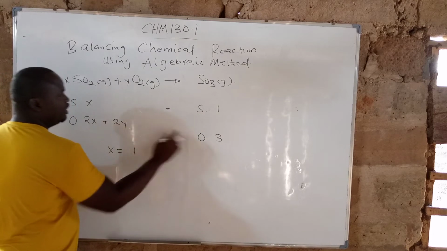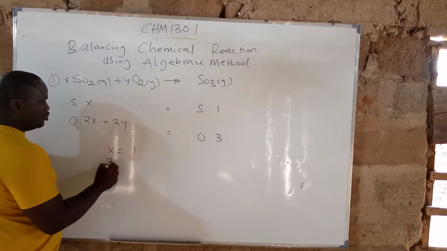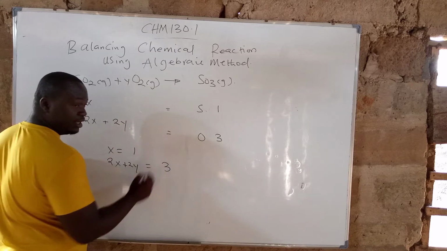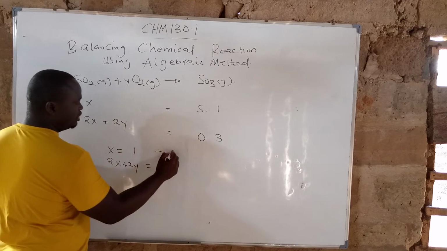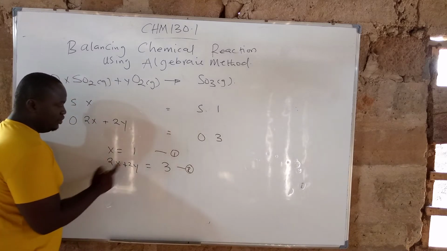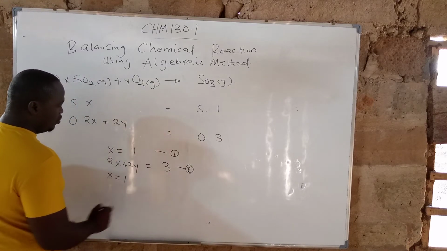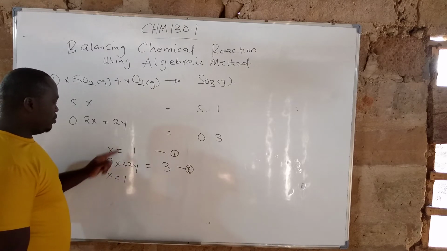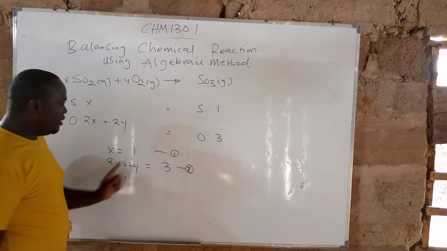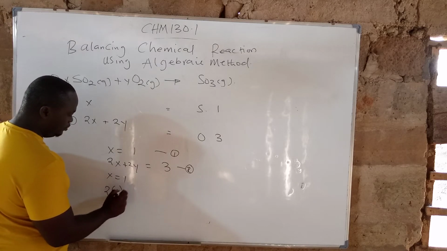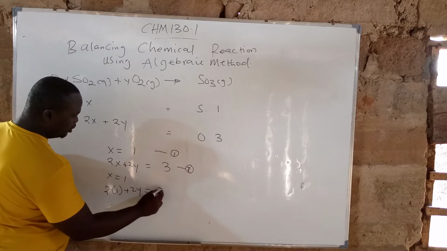And then from here, you equate them together. Here is 2X plus 2Y is equal to what? 3. So this is equation 1, this is equation 2. From equation 1, you can see that X is equal to 1. So wherever I see X in equation 2, I'll replace it with 1 for me to get Y. So this will give me 2 times 1 plus 2Y is equal to 3.